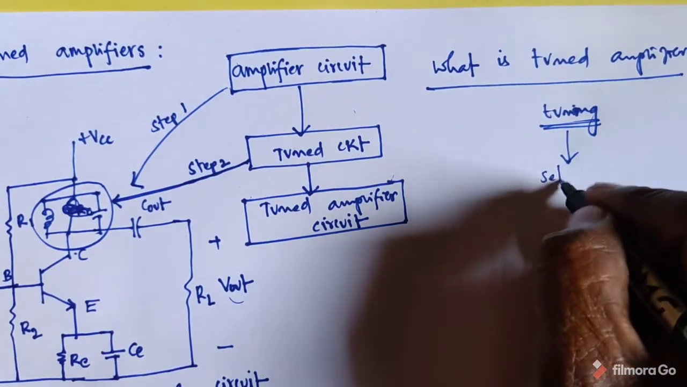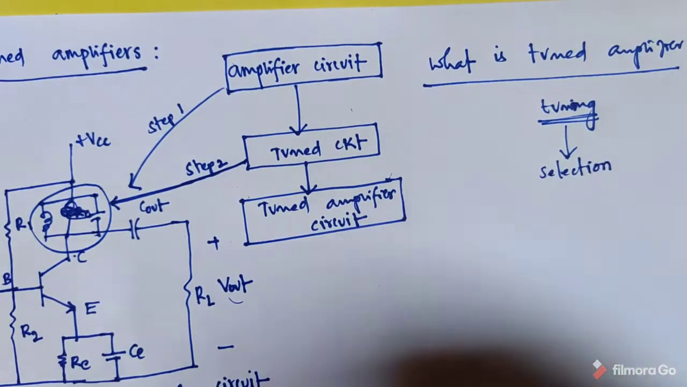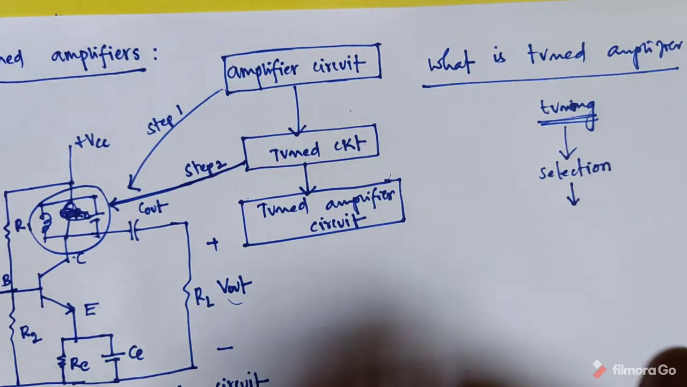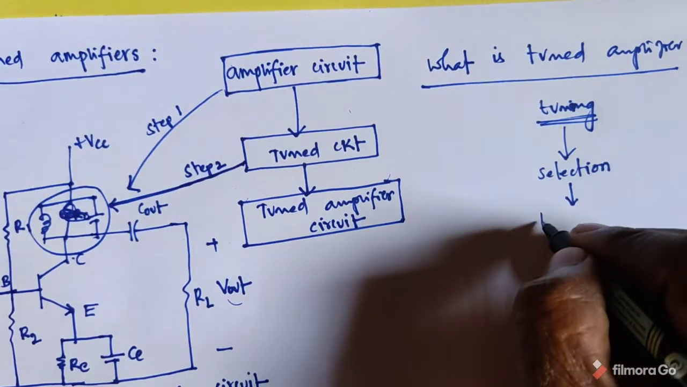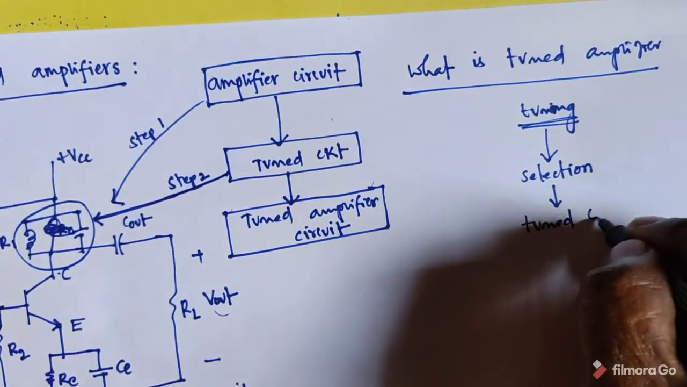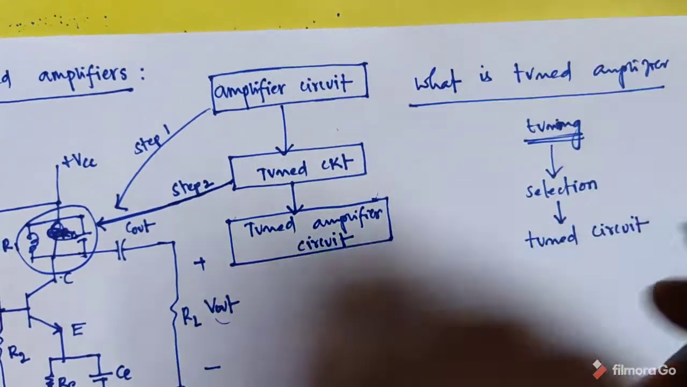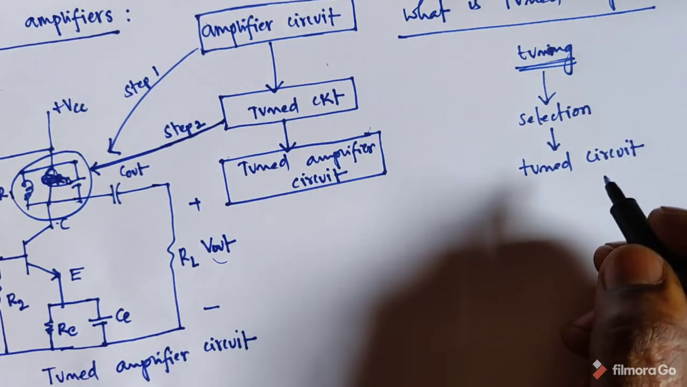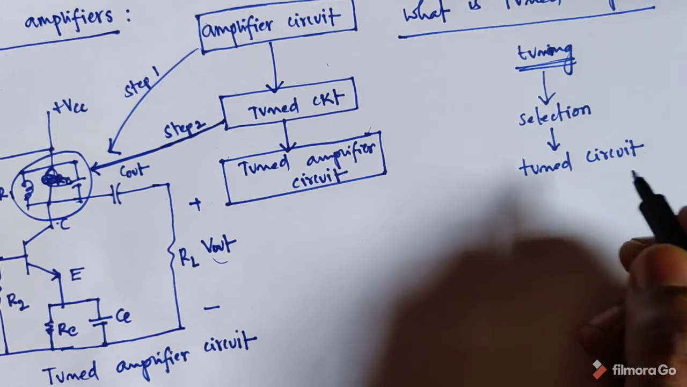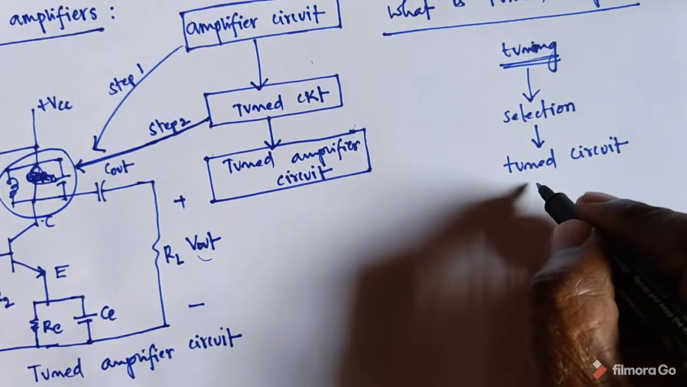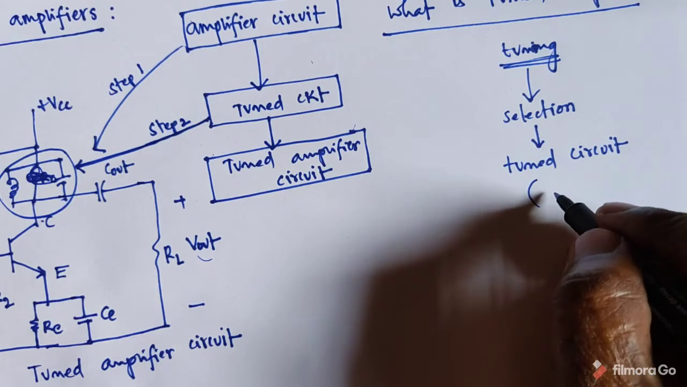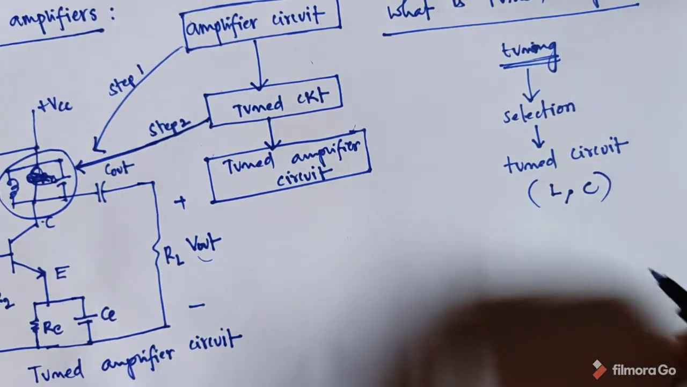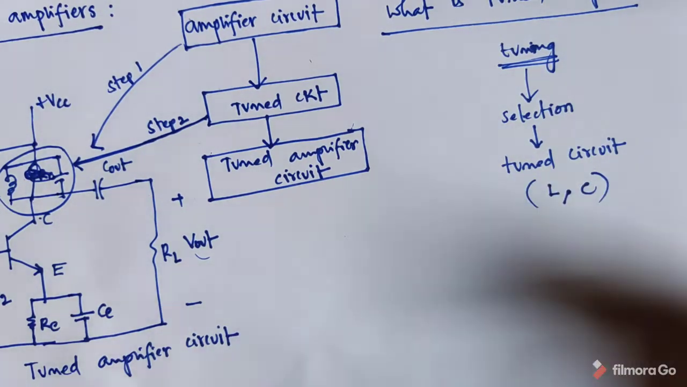So tuning is purely based on a particular range of frequency, that is, purely based on selection. What is meant by selection? Selection is done by using a circuit called a tuned circuit. Amplifiers with the load replaced by a tuned circuit can be called tuned amplifier circuits. With the help of frequency response components, either inductor or capacitor, based on these two you can design tuning.